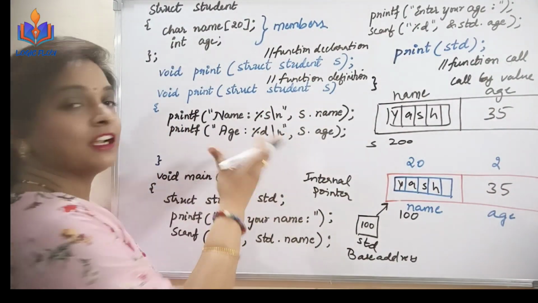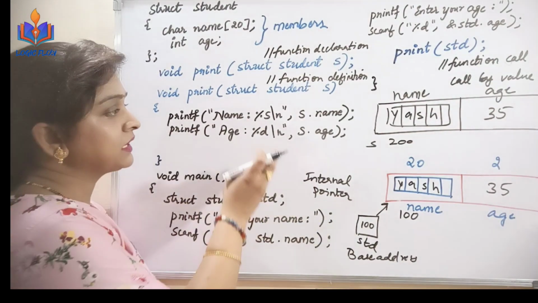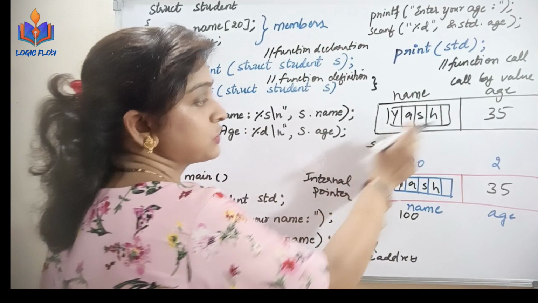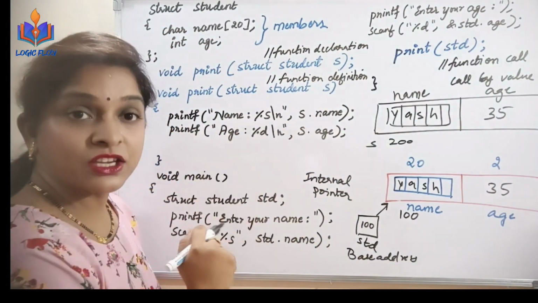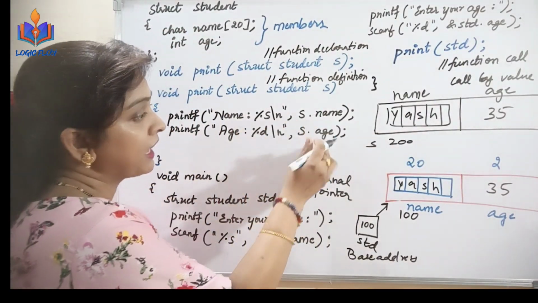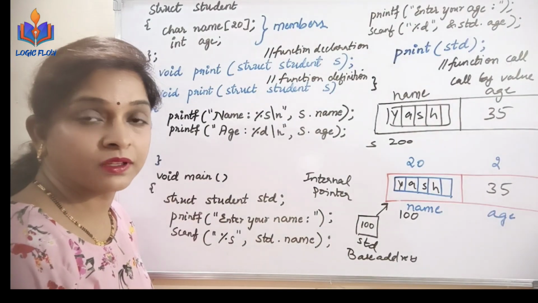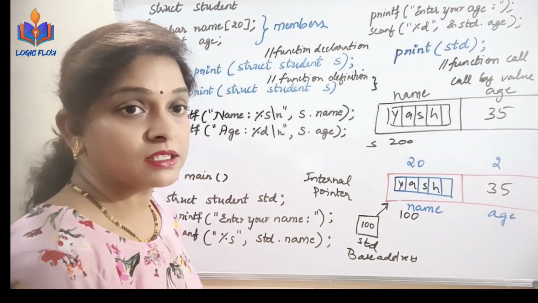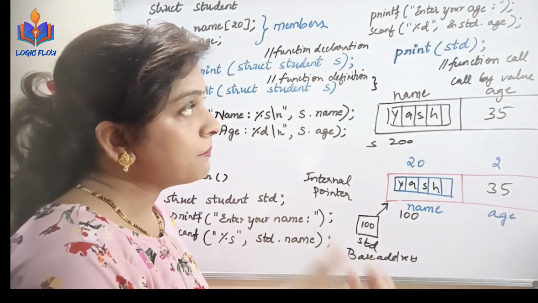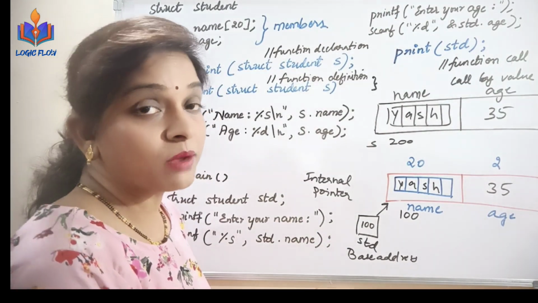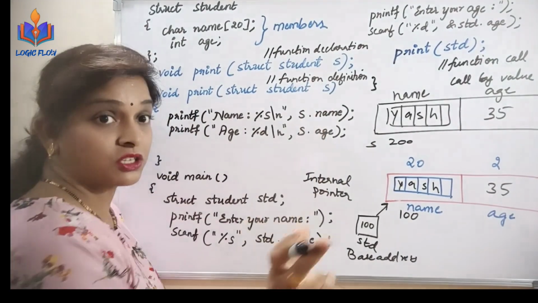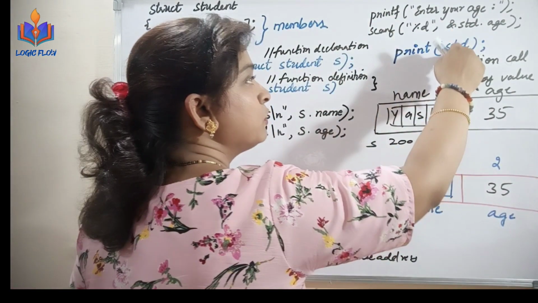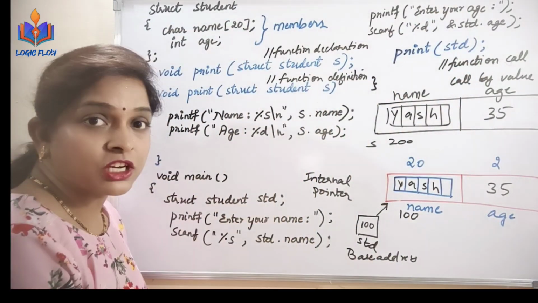Then I'll try to print that. So on my output screen, I'll get name percentage s, meaning yes dot name. I say yes dot name, I'll get Yes. Then I say yes dot age, I'll get 35. Done. Then I'll come back to this. Then the main function ends. So here I am passing the actual value, and I am receiving that with a new structure variable. That point you need to remember.